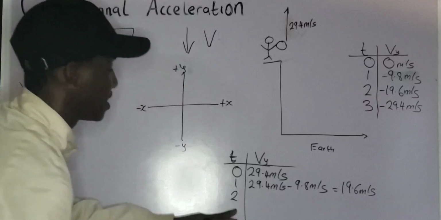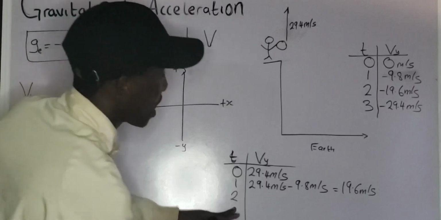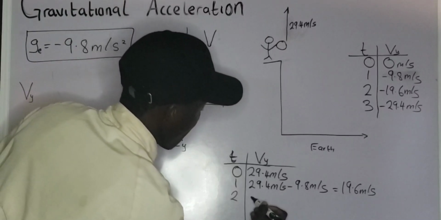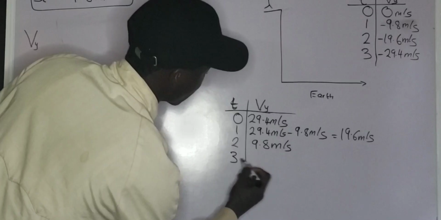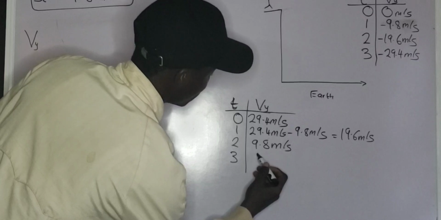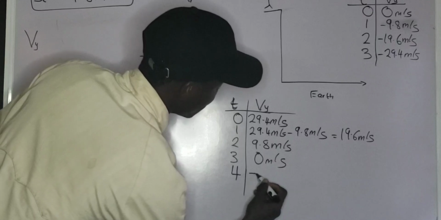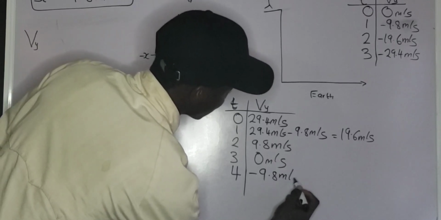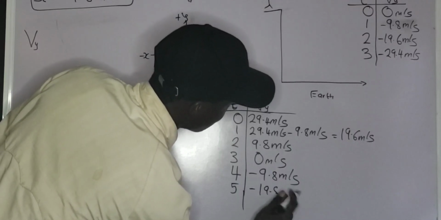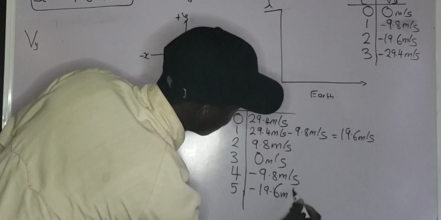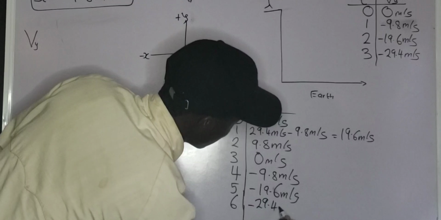So at 2 seconds, what will happen to the velocity? The velocity will reduce by 9.8 meters per second. So at 2 seconds, the velocity becomes 9.8 meters per second. Then at 3 seconds, the velocity becomes 0 meters per second. Then at 4 seconds, the velocity becomes negative 9.8 meters per second. Then at 5 seconds, negative 19.6 meters per second. Then at 6 seconds, negative 29.4 meters per second.